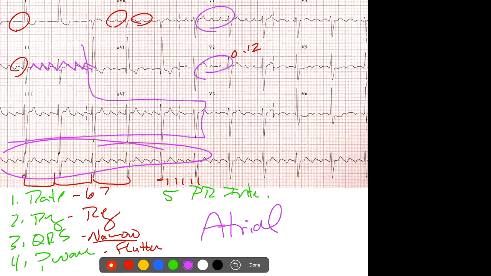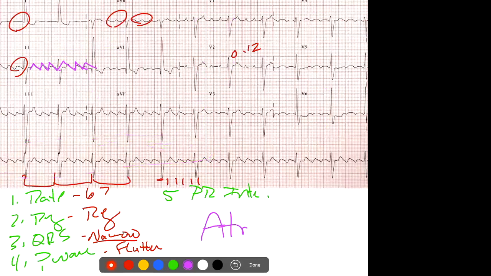Inferior leads tend to be the best ones for picking up those flutter waves. You can see they're nice and crisp over here, a little less so in these other leads. So the inferior leads are going to be your most helpful for finding those flutter waves.